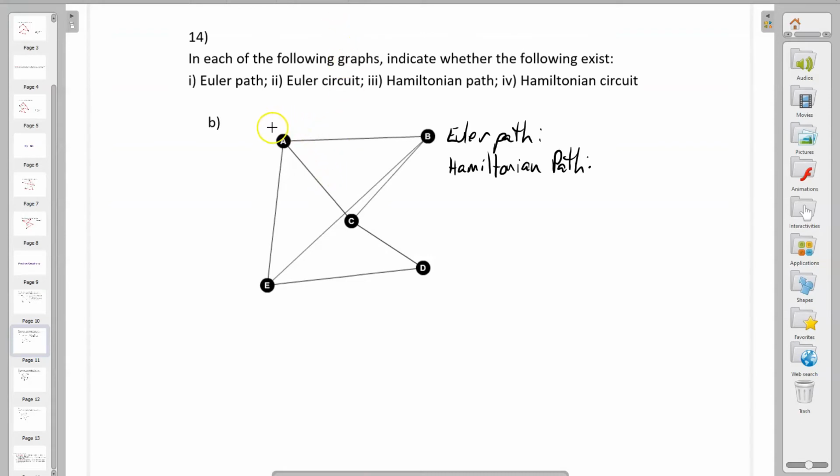The only way we could have done that is if all the vertices had a degree of an even number, and in this case we've already identified that they don't. So there is neither an Euler path nor an Euler circuit. How about a Hamiltonian path? In order for us to have a Hamiltonian path, we've got to pass through every vertex once. Let's see how that goes. Got lucky on the first try, so we can say we have a Hamiltonian path.